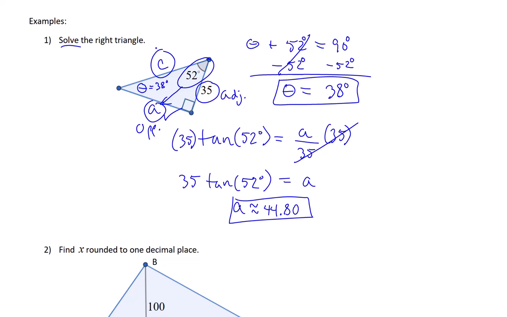And furthermore, I'm going to use a non-rounded side length. Okay, so notice they gave us 35 originally as one of the side lengths, and that was just a clean whole number 35. The side we just found, we rounded to 44.80.